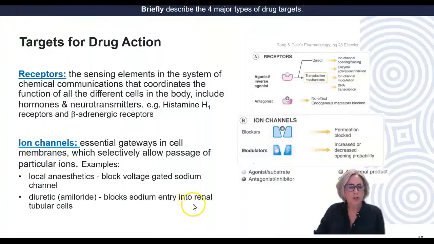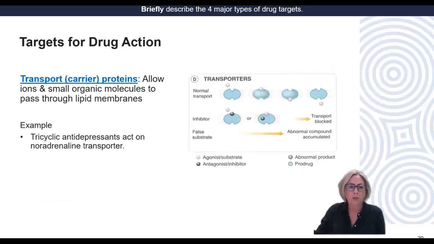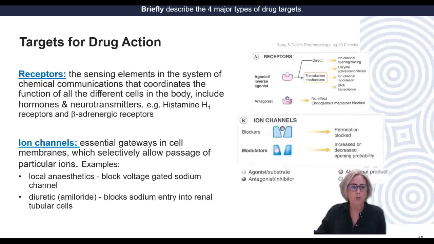Now, as I mentioned much earlier on in the topic, there are 4 main targets for drug action. We have receptors, we have ion channels, we also have enzymes, and of course we also have those transport or carrier proteins.